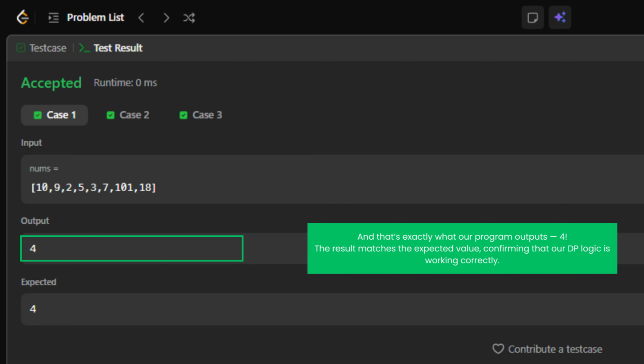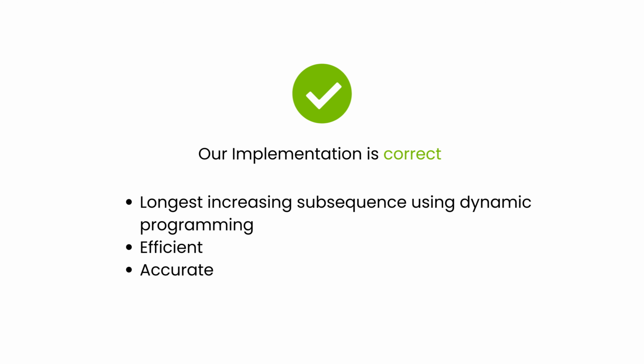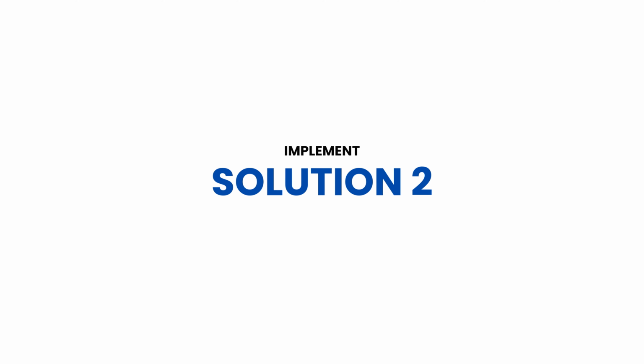The result matches the expected value, confirming that our DP logic is working correctly. Wrap up. So, our implementation is correct. The algorithm successfully computes the longest increasing subsequence using dynamic programming, efficient and accurate. Let's try to implement it using solution 2.